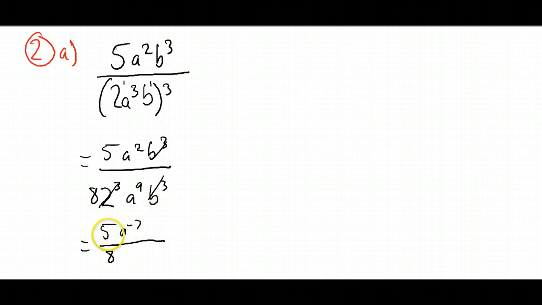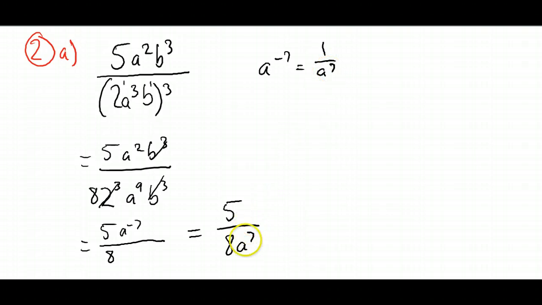Okay, so can we do anything with this? Well, we've got a negative power here, and we don't like to have those. So a to the negative 7 becomes 1 over a to the power of 7. So we can rewrite that as 5 divided by 8a to the power of 7. I've just put the a to the 7 on the bottom.